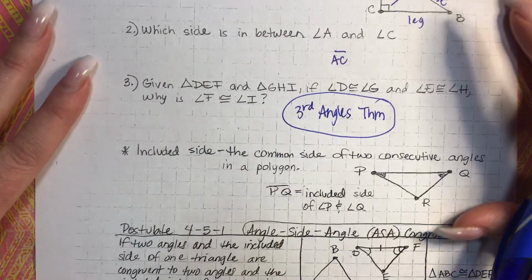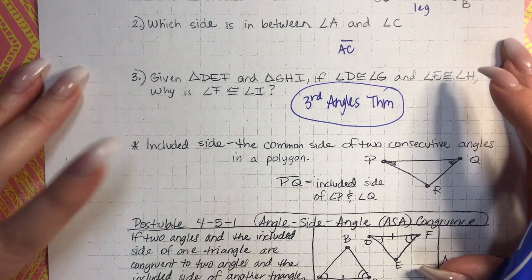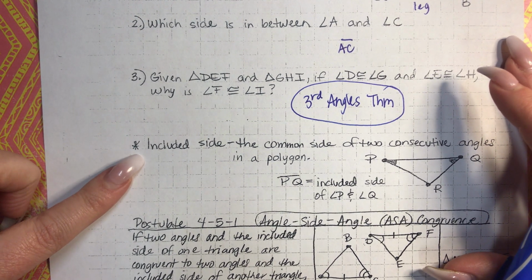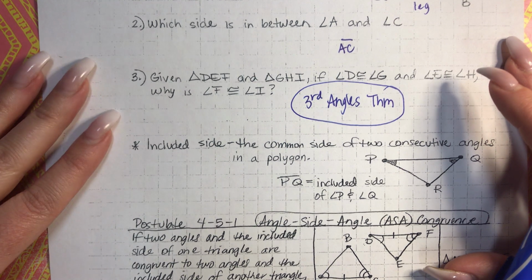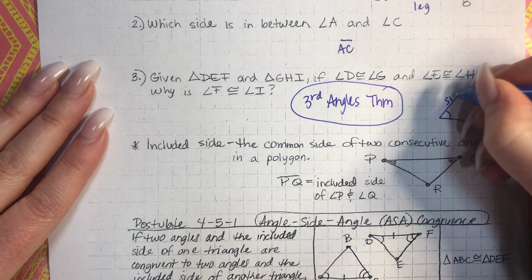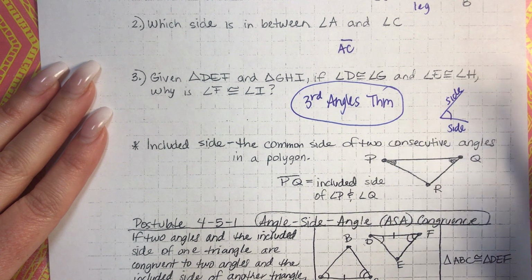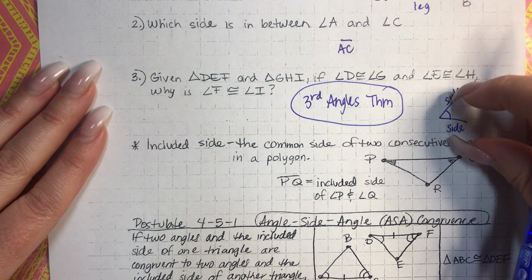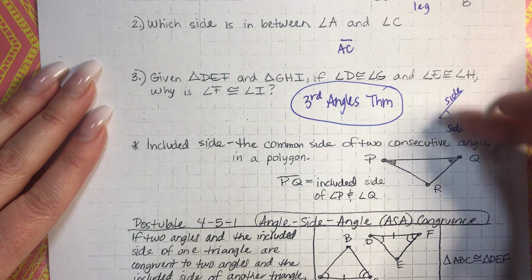Okay, so let's talk a little bit about definitions. The first one is an included side. I think before we talked about an included angle, right? That was an angle that is in between a side and a side. It's the angle that's kind of like these sides are giving that angle a hug. They're both adjacent, they're touching.